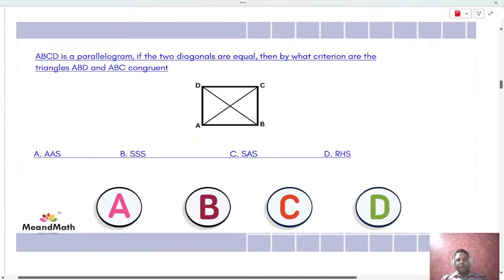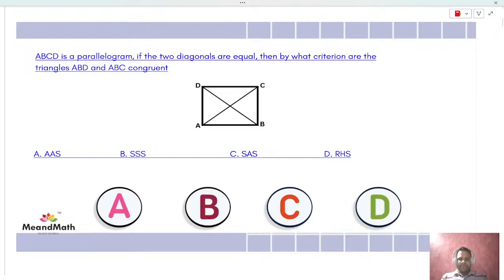ABCD is a parallelogram. If the two diagonals are equal, then by what criteria are the triangles ABD and ABC congruent? Okay, take 2 minutes to solve this question and give the answer. You know there are five criterias: SAS, SSS, ASA, AAS and RHS.